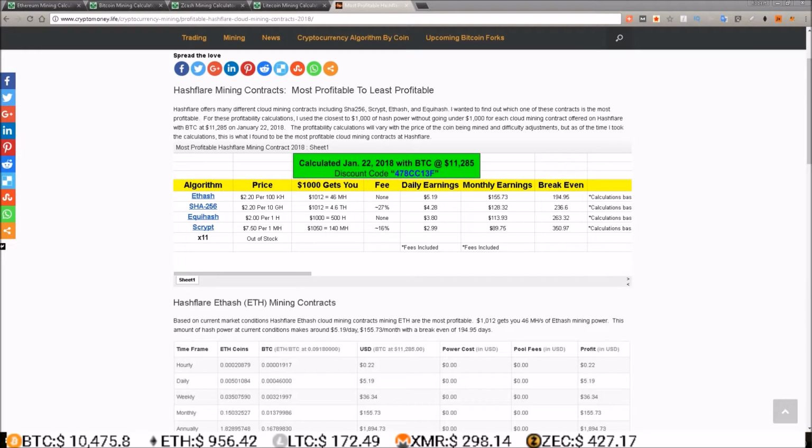Which Hashflare mining contract is the most profitable? What is going on, guys? Rob here. I'm looking to do a $1,000 Hashflare mining power upgrade. But before I do that, I wanted to find out which one is the most profitable.